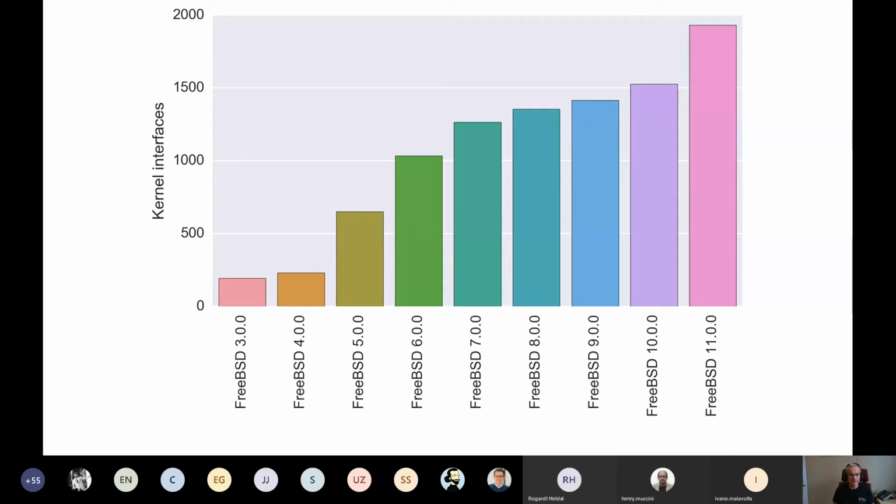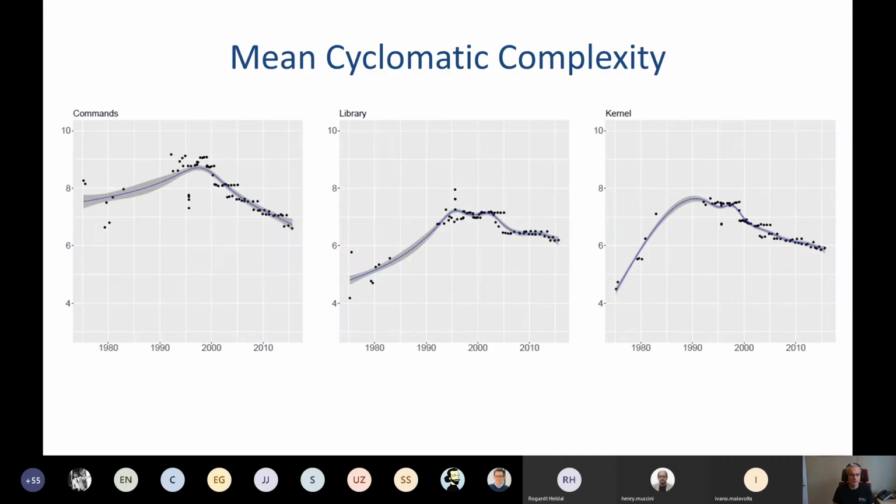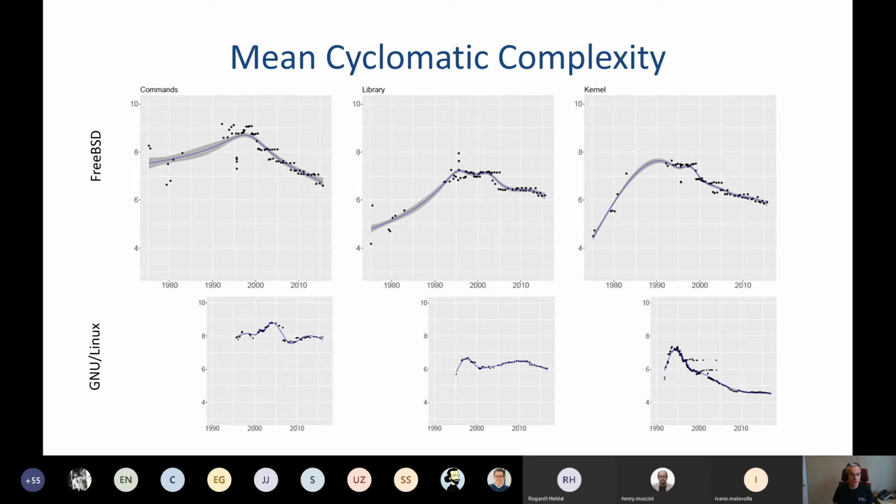Moving to cyclomatic complexity, we looked at the mean cyclomatic complexity of the Unix commands, so the code associated with Unix commands, library, and kernel, and we see this V shape, which makes us think that maybe there are some forces acting on it. As it rises, then maybe some forces make it fall, and could be attributes of the implementation of corrective measures. And we looked at it also on the Linux kernel and the GNU library and the user level commands, and we saw similar trends. So this is something interesting. The same forces could be at play on Linux and GNU systems as well.